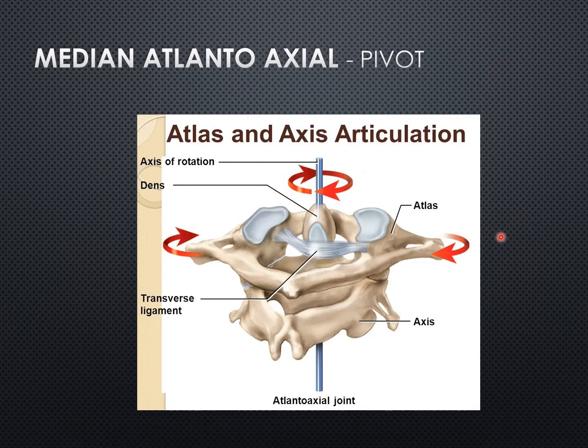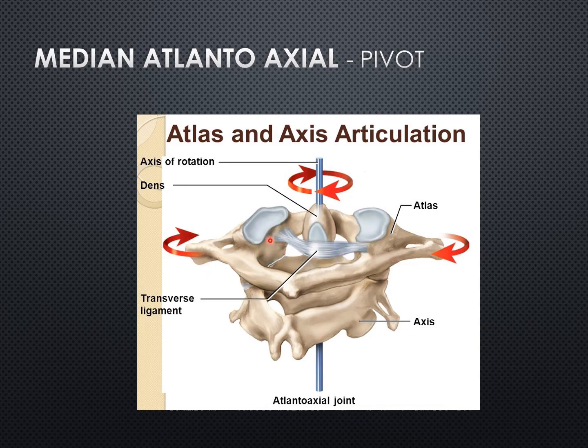Now, coming to the next variety that you have already studied, that is the joint between the axis and the atlas. This is the median atlantoaxial joint. There are three articulations between the axis and the atlas: one median atlantoaxial joint and two lateral atlantoaxial joints. You already studied this when you learned about the cervical vertebra.